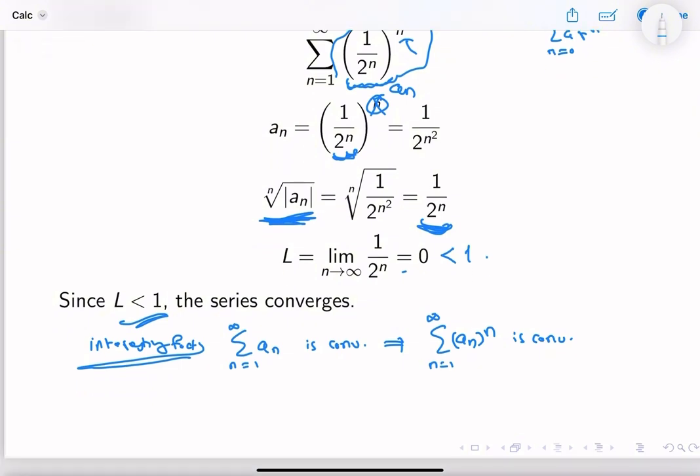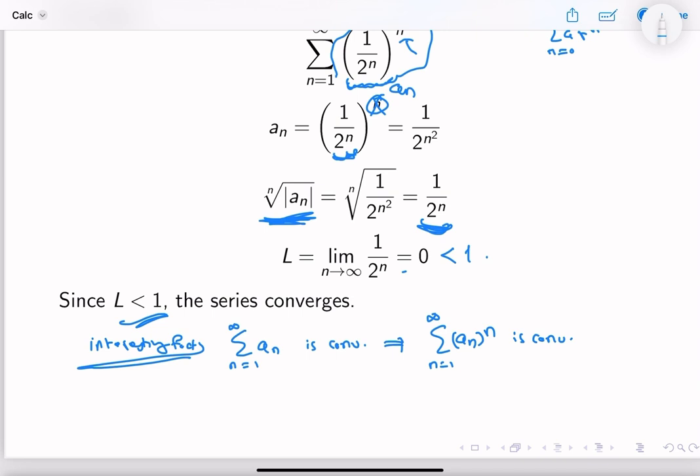If you take any convergent series, and you raise the summand, the things you're summing, to the power n, then you still get a convergent series, right? So this is very interesting. So let us prove this. Let me show you why this is true.